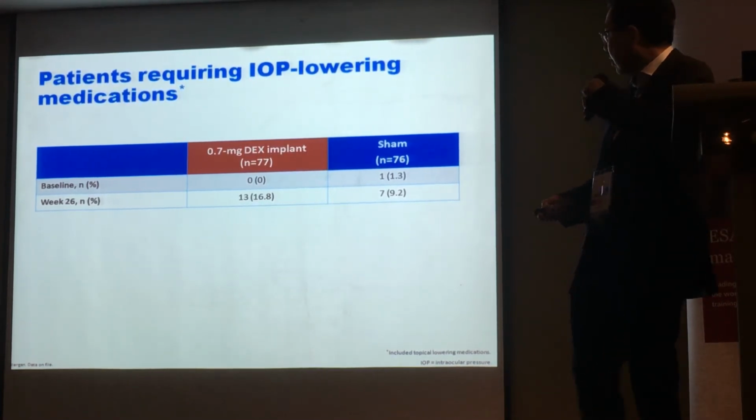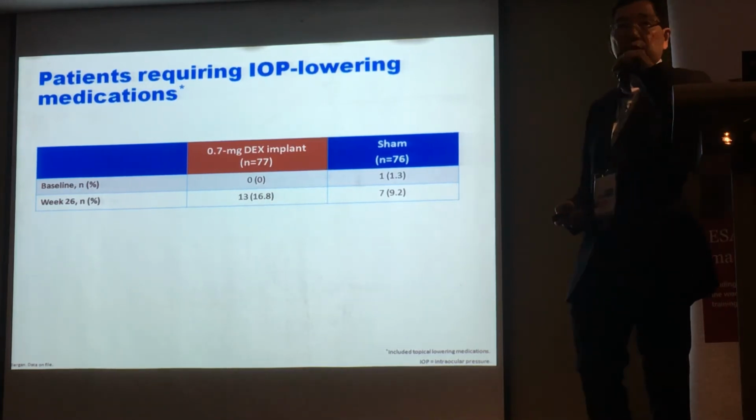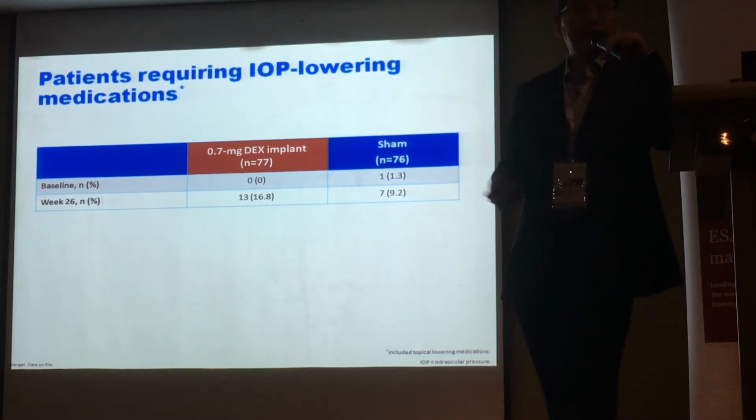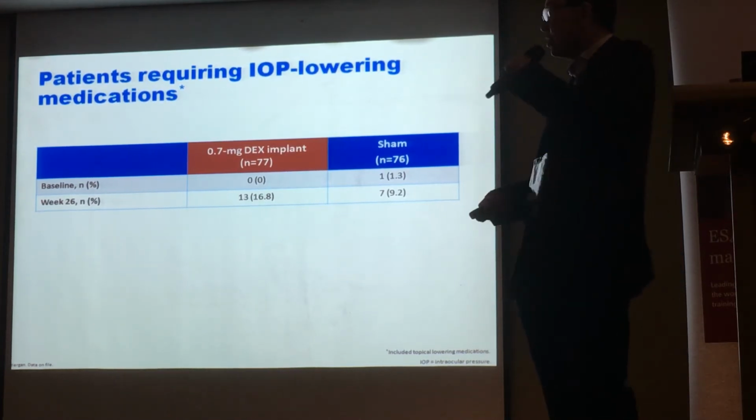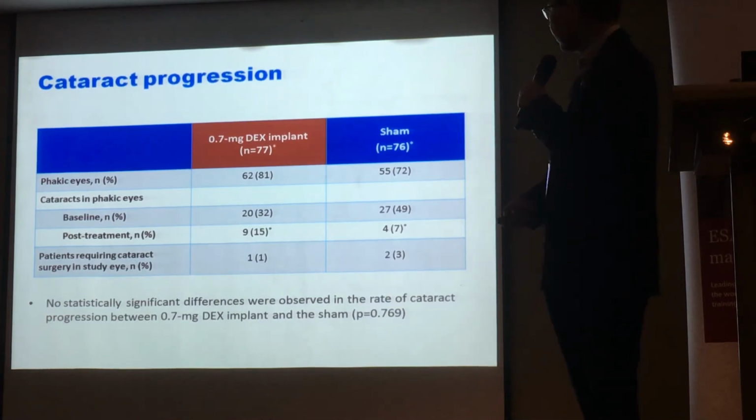So there was about a 17% requirement for IOP lowering medications. Fortunately, we have pretty good medication now. So I don't recall having had, in all these years of using a DEX implant, a patient who needed to go for surgery. All right, most patients just needed that temporary period where you control the IOP.